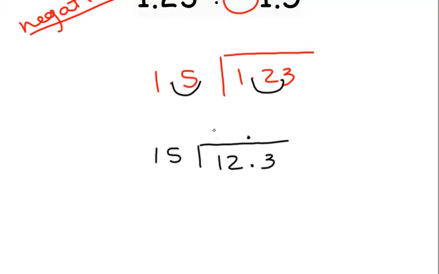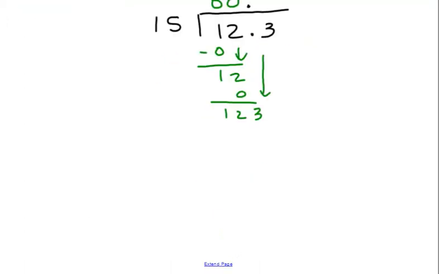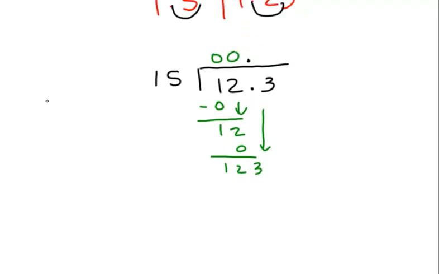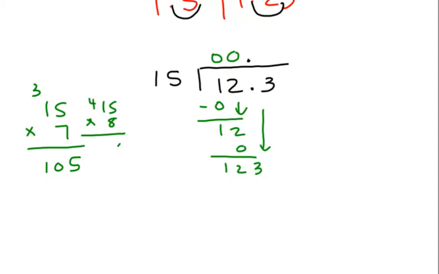So 15 goes into 1 0 times. Subtract, bring down the 2. 15 goes into 12 0 times. Subtract, bring down the 3. How many times does 15 go into 123? Well, let's try. Let's start with 15 times 7, 35. That's 105. What about 15 times 8? All right, looks like it's 15 times 8 for 120.